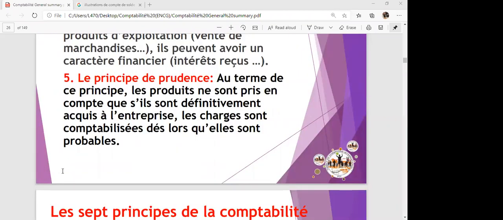The fifth one is le principe de prudence. It reads, en termes de ce principe, les produits ne sont pris en compte qu'ils sont définitivement acquis à l'entreprise et les charges sont comptabilisées dès qu'ils sont probables. So to explain this one, I'll give it in terms of an example. Let's take for example an internet cafe.